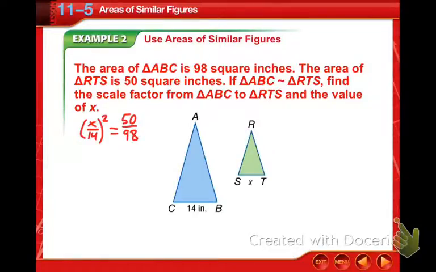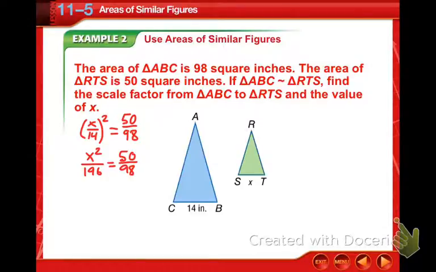So what we're going to do here is work backwards. First thing we're going to do though is we're going to square still on the left side. So we squared numerator and denominator. So that's x squared on the top, and 14 squared is 14 times 14. So that gets us 196 equal to 50 over 98.